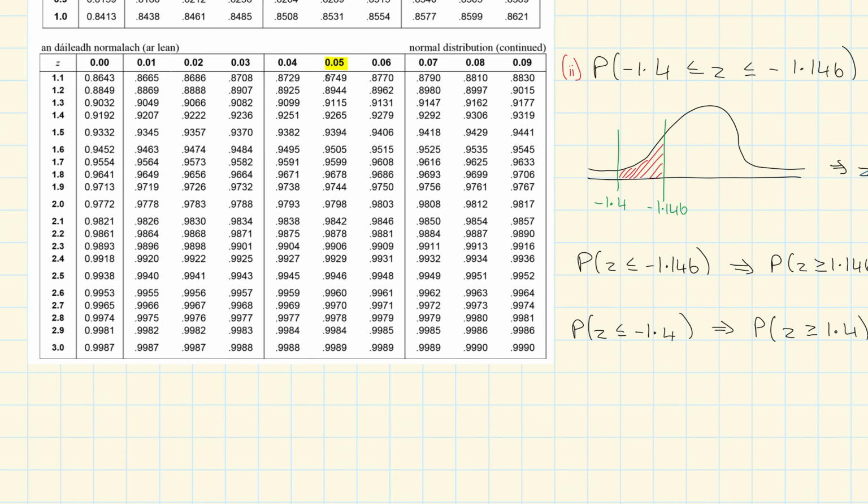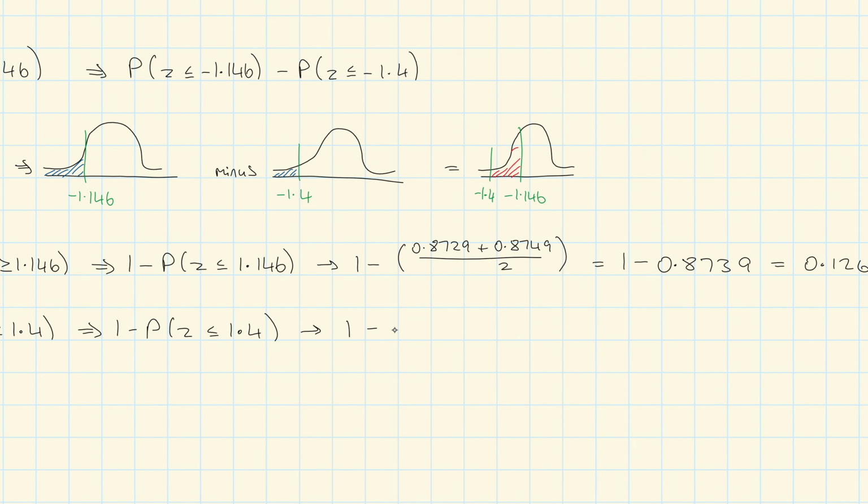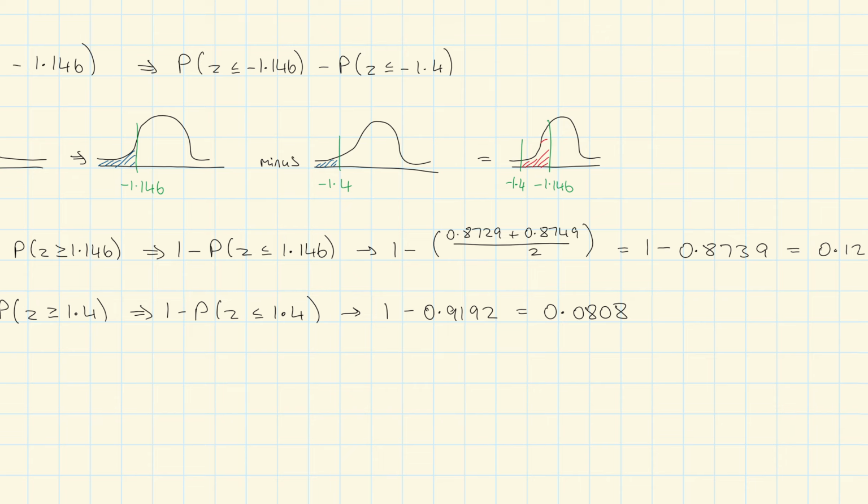Back to our log tables. We have 1.40, 0.9192. So 1 minus 0.9192 will give me 0.0808. Okay, so again, back up to our inequality at the top.